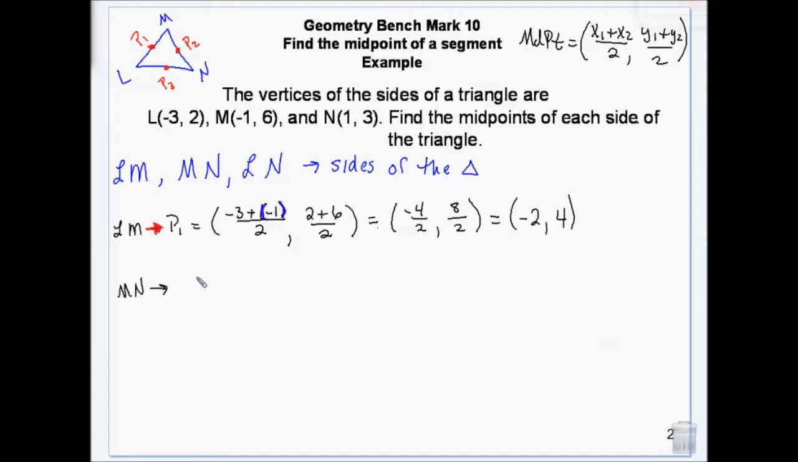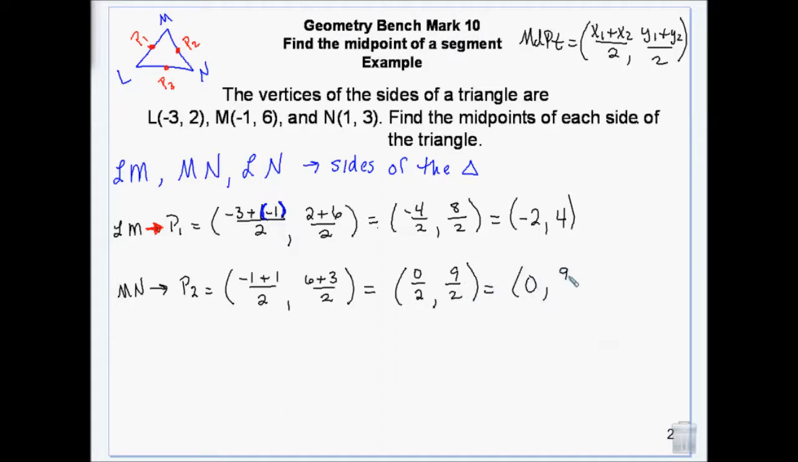So to find the midpoint of MN, we're going to be finding P2. So I'm going to be using M and N. So I have -1 plus 1 divided by 2 and 6 plus 3 divided by 2. Well, -1 plus 1 is 0, and 6 plus 3 is 9. And 0 divided by 2 is 0, and just leave 9 over 2 as a fraction.